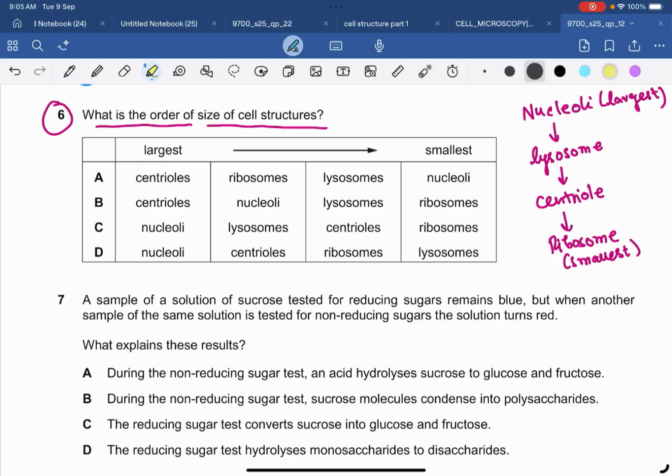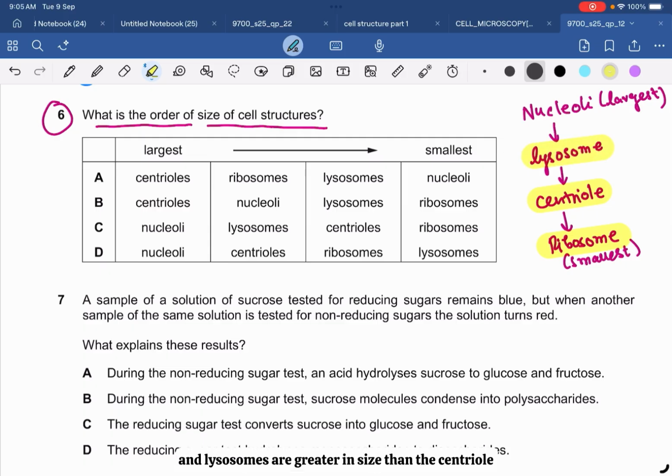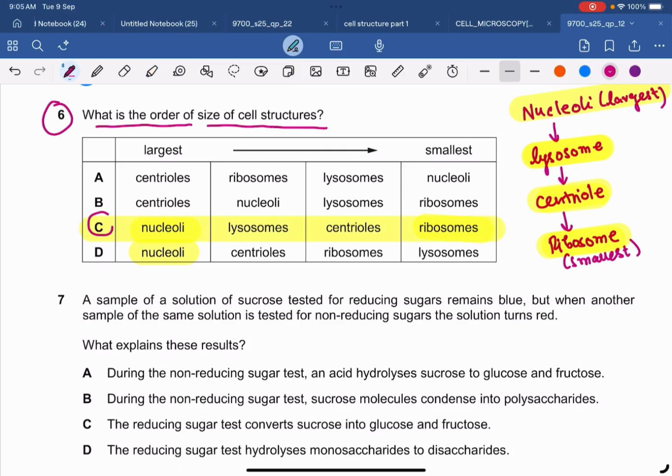So the ribosomes are the smallest, and then there come the centrioles, which are larger than the ribosomes but smaller than the lysosomes. Lysosomes are greater in size than the centriole, and finally the nucleoli is the largest of all. So the correct answer would be that the largest one is the nucleoli and the smallest one is the ribosomes. The correct answer is option C. I hope this is clear to all of you.